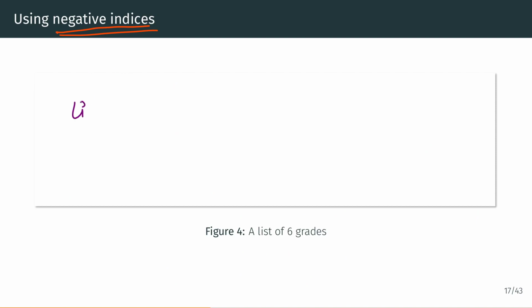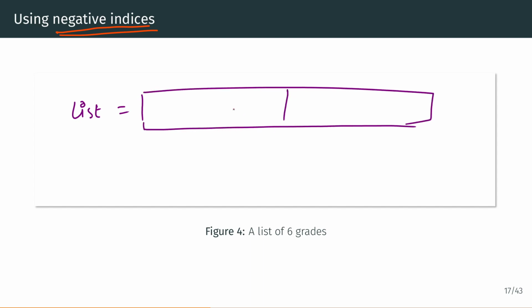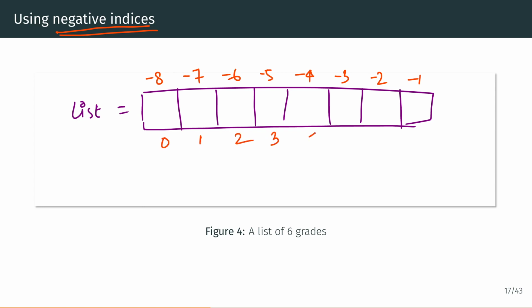So you have a list equals to some list, right? And let's say the list size is 8. Okay, so the indices would be -1, -2, -3, -4, -5, -6, -7, -8. Okay, and there would also be 0, 1, 2, 3, 4, 5, 6, and 7.